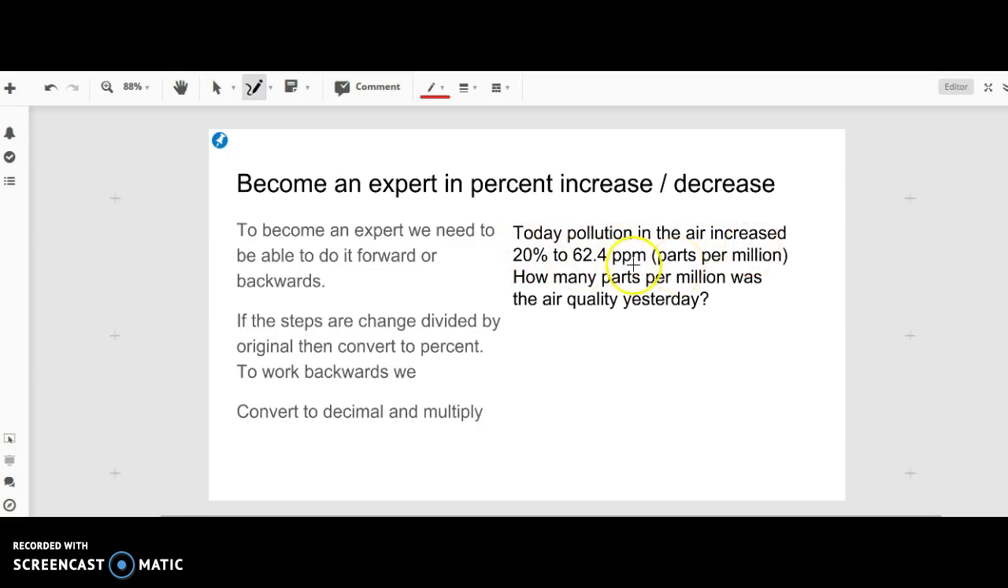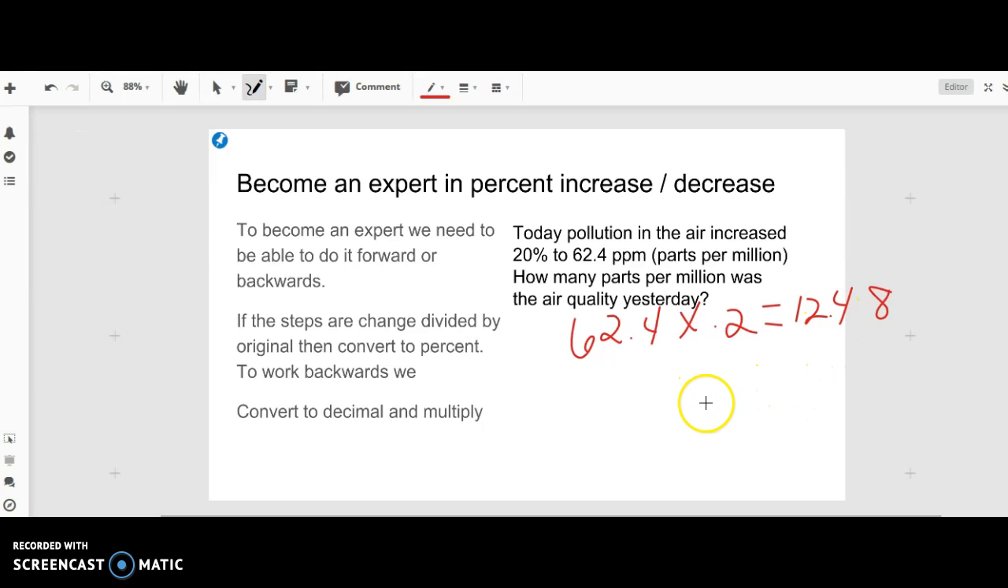So today, pollution in the air increased 20% to 62.4 parts per million. How many parts per million was the air quality yesterday? Well, 62.4 times 0.2, because that's 20%, gives us 2 times 4 is 8, 2 times 2 is 4, 6 times 2 is 12, 2 decimal points, 12.48.